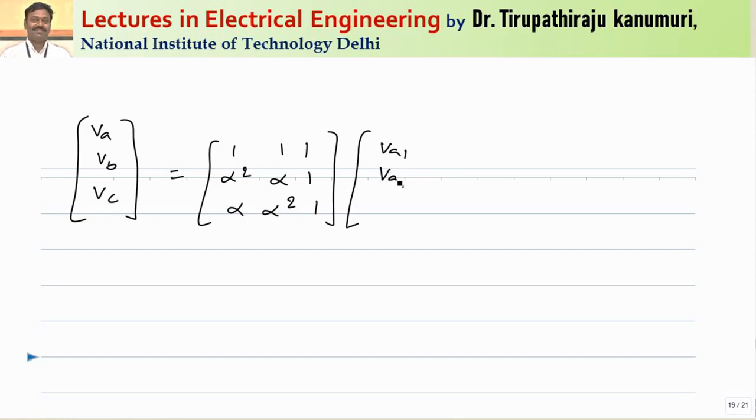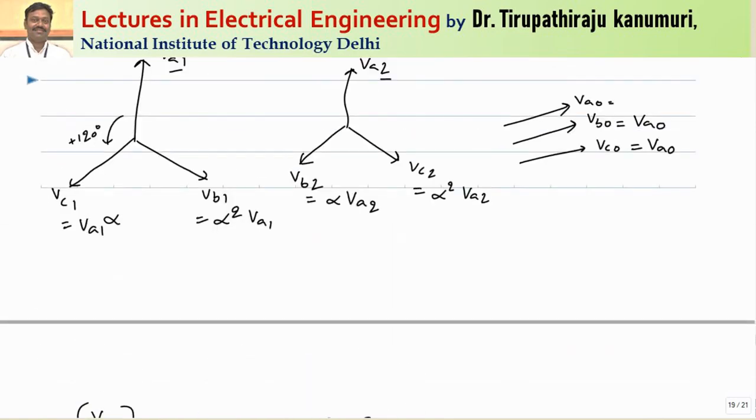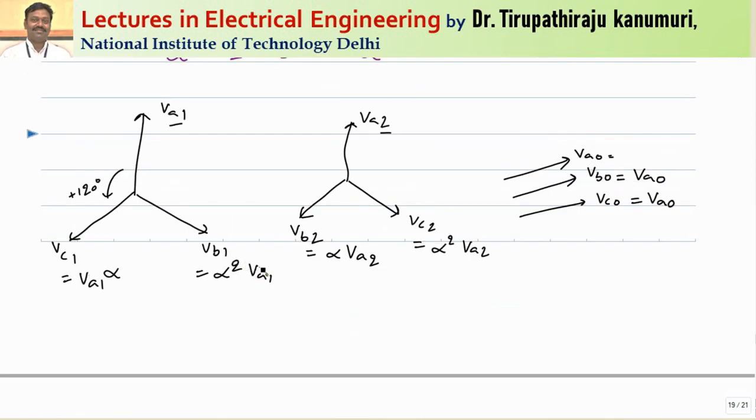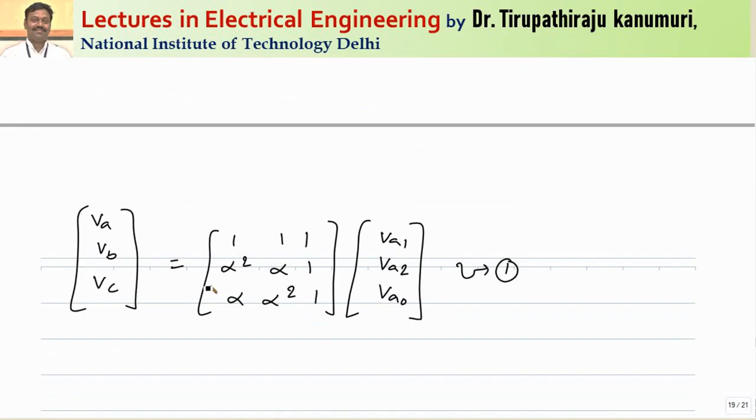VA1, VA2 and VA0. Agree with me? In this form I can write the value of VA. For example, VA is equal to VA1 plus VA2 plus VA0, because 1 is multiplied by each. Similarly, if I want to calculate VB, VB is nothing but VB1 plus VB2 plus VB0. What is VB1? Alpha square times VA1, and VB2 is alpha times VA2, and VB0 is 1 times VA0 only. So the same thing I have written here: alpha square, alpha, 1.